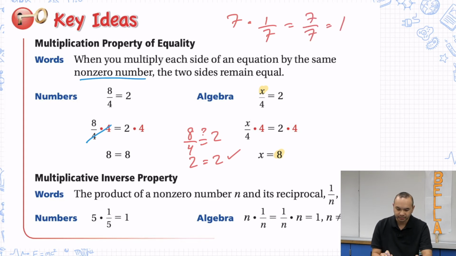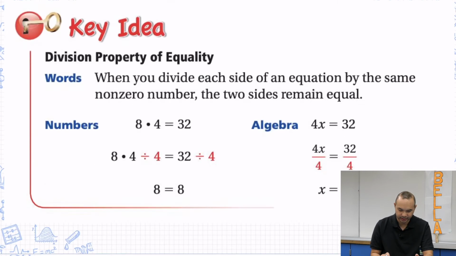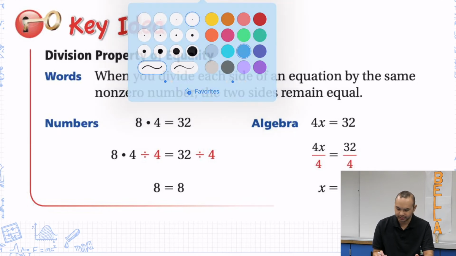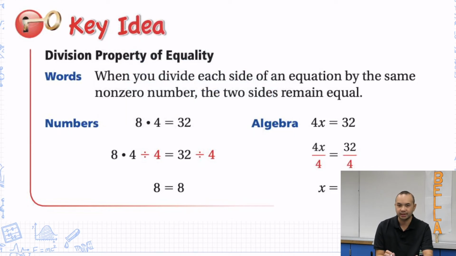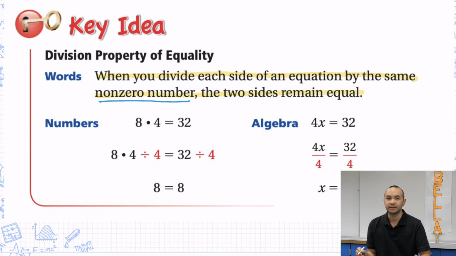All right, let's move on to the next property, which is the division property of equality. So this says the exact same thing, basically, except it's dividing. When you divide each side of an equation by the same non-zero number, the two sides remain equal. So again here, different from addition and subtraction, it is by a non-zero number. So you cannot divide by 0, which will give you an undefined answer.